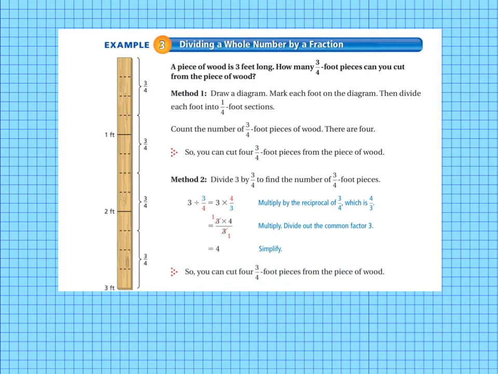Example 3 is dividing a whole number by a fraction. A piece of wood is 3 feet long. How many 3/4 foot pieces can you cut from the piece of wood?